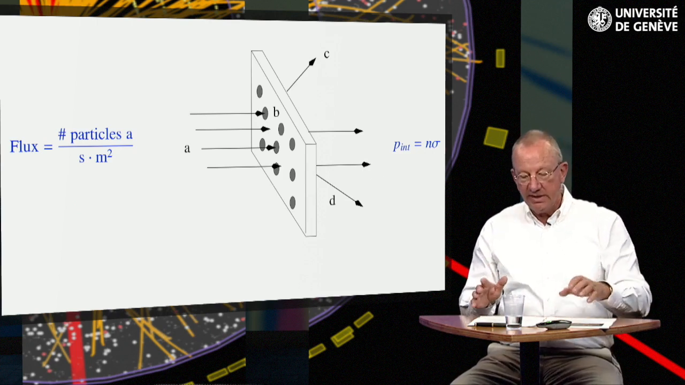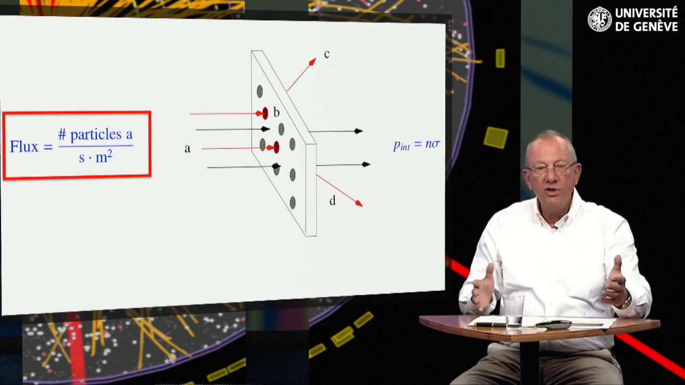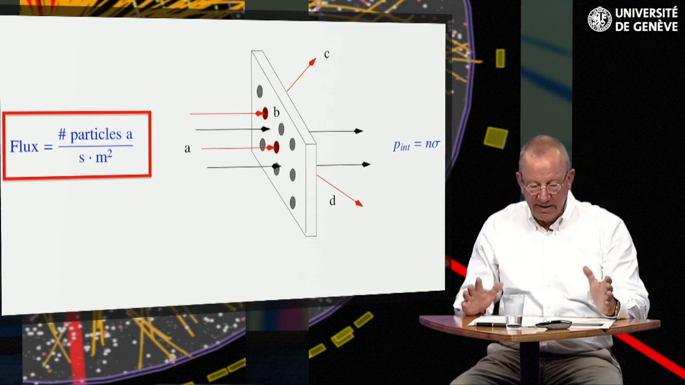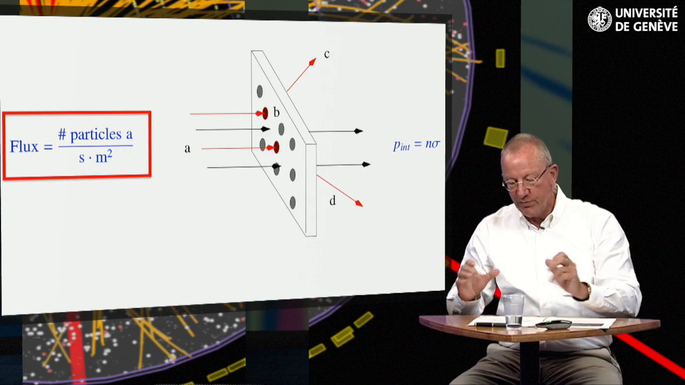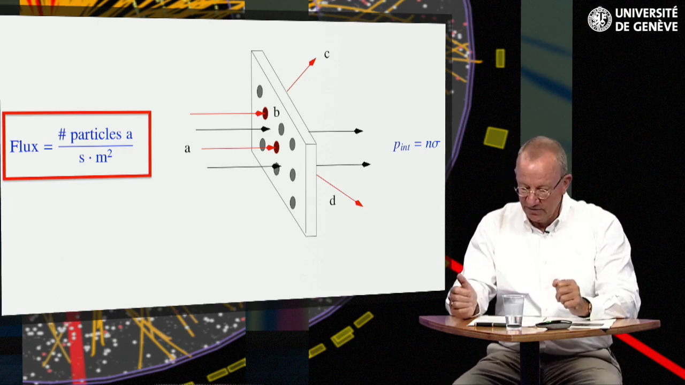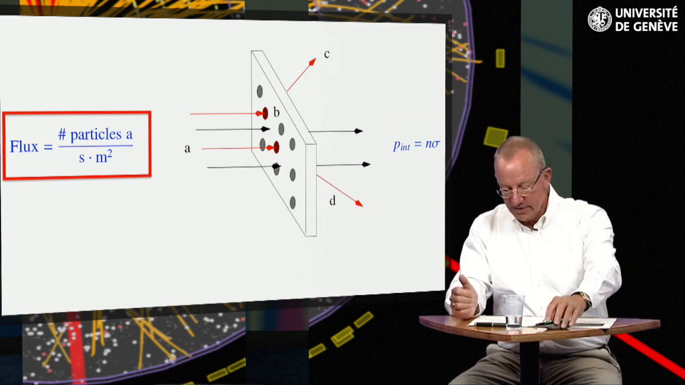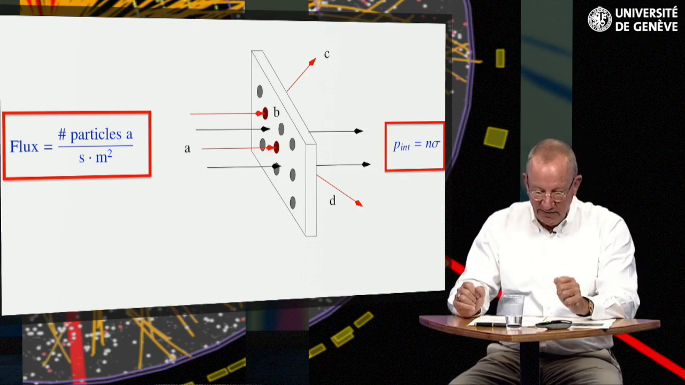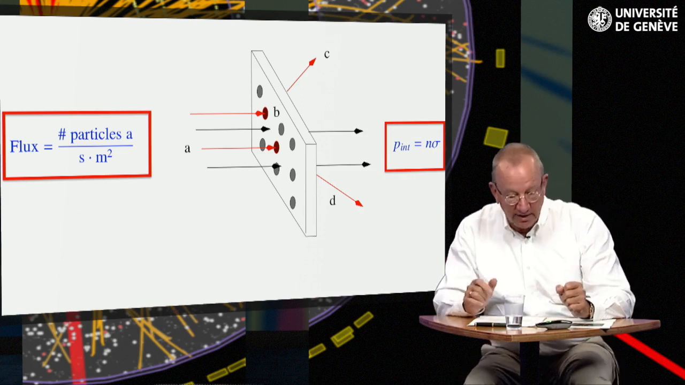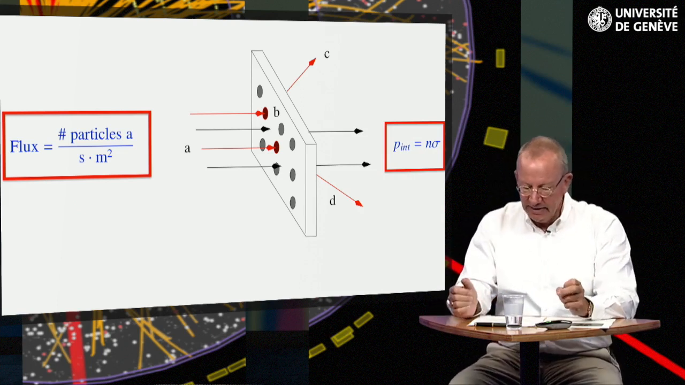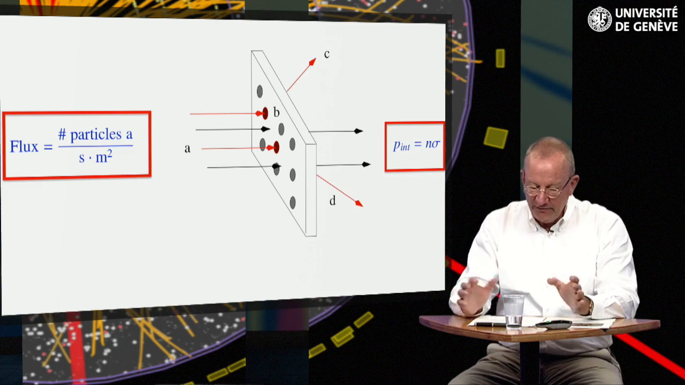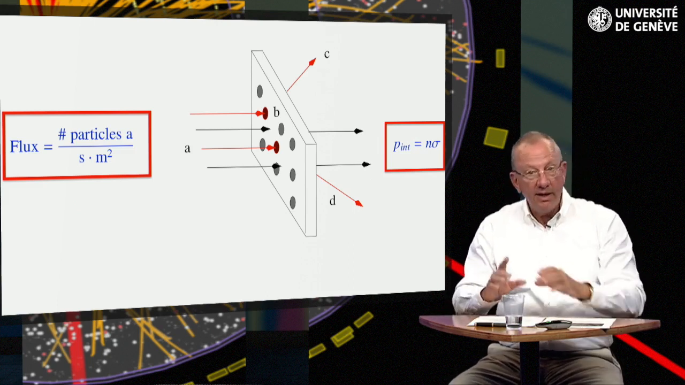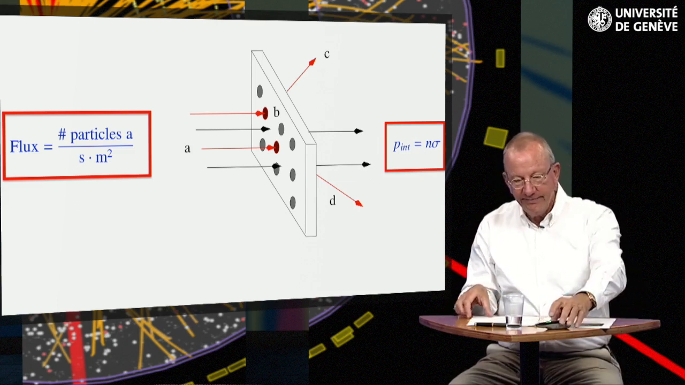The number of possible scatters is evidently proportional to the flux of incoming particles, of incoming projectiles, that is to say, their number per unit time which pass through a perpendicular surface. The number of actual scatters is proportional to the number of target particles per square meter, that is to say, their surface density little n, and their individual surface sigma. In fact, the probability to interact is simply the product of the surface density and the surface size sigma.